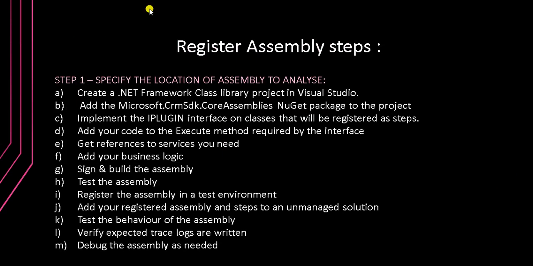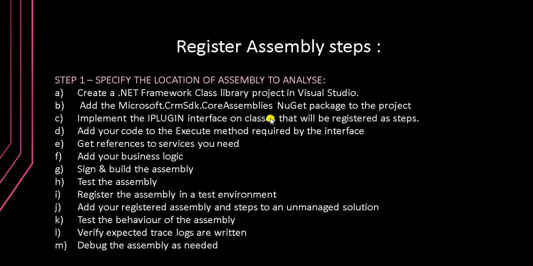Create a .NET Framework class library project in Visual Studio. I'll let you know about this in the next video. So we need to create a .NET Framework class library inside Visual Studio. This .NET Framework class library will include C# code, and it will include information on what exactly action needs to be taken with the help of that code. Add the Microsoft.crm.sdk.core assemblies NuGet package to the project. We need to add some Microsoft assemblies inside that project so that it can work. I'll help you with this also in a coming video.